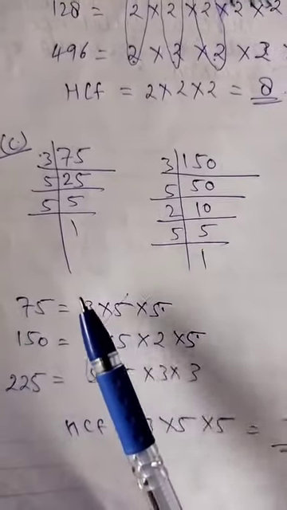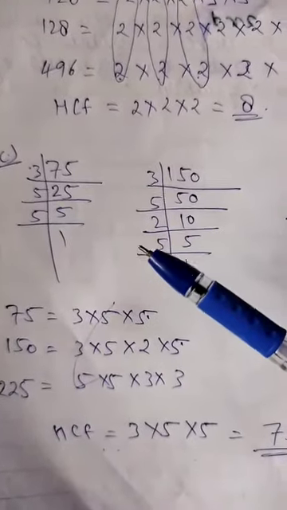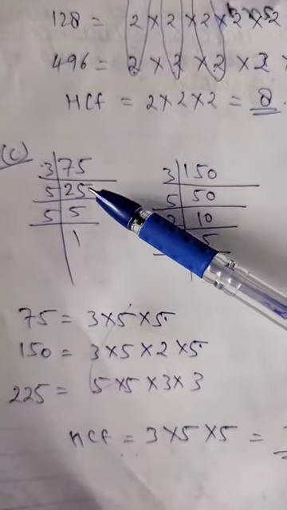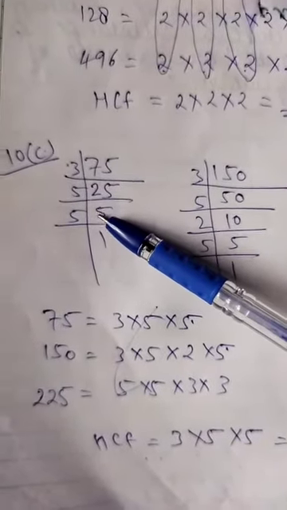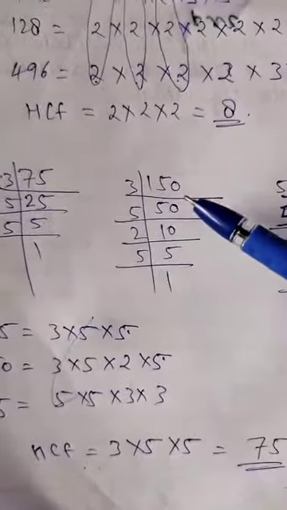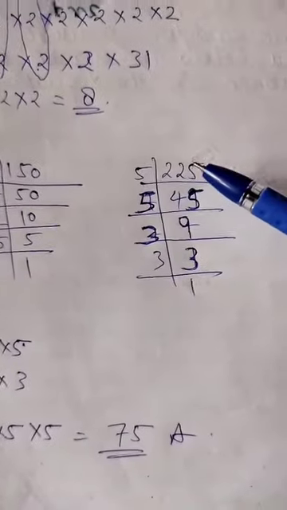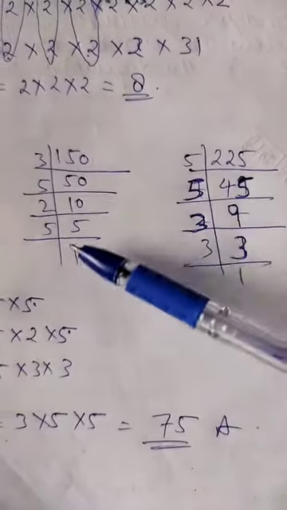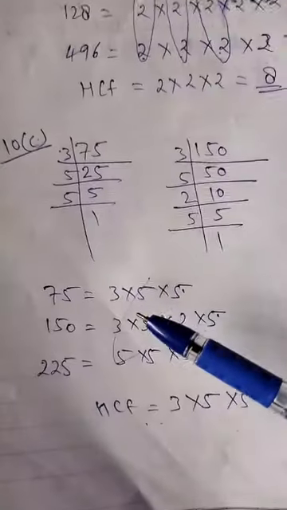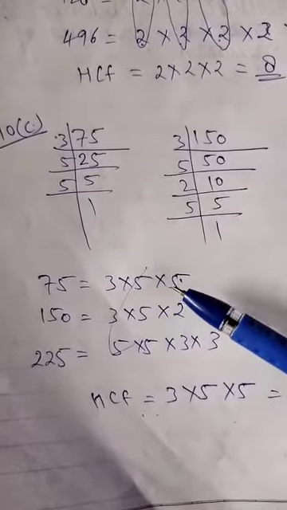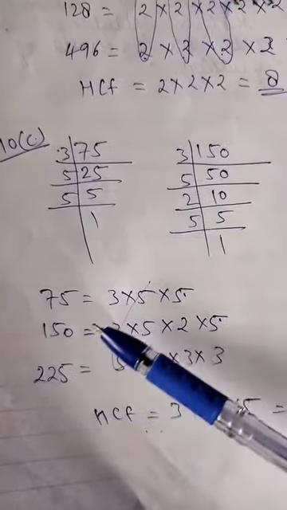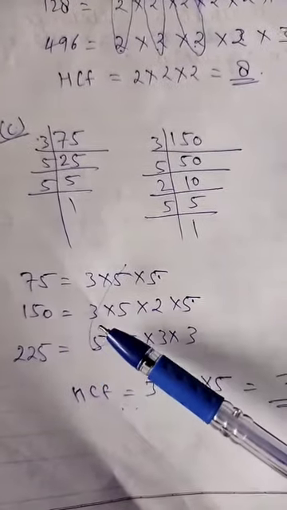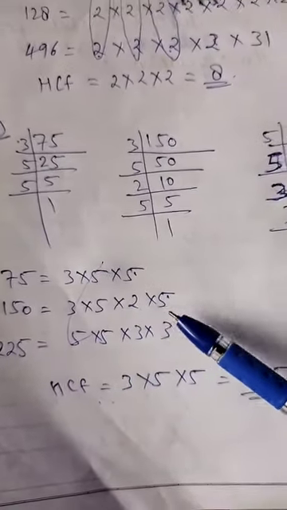Again, to find the HCF, what do we have to do? First of all, we have to take out the factors of the given numbers. So 75, you will factorize in this way, then 150 and then 225. After finding the factors, you have to write them in multiplication form. 75's factors are 3 into 5 into 5. 150's factors are 3 into 5 into 2 into 5.